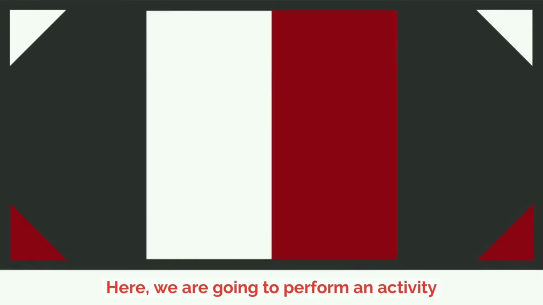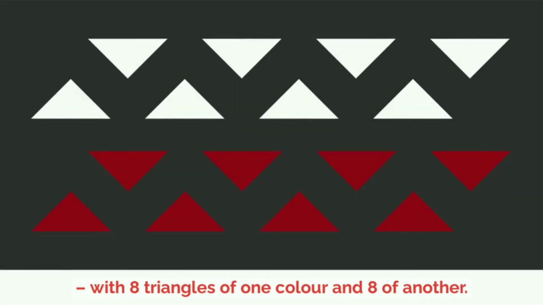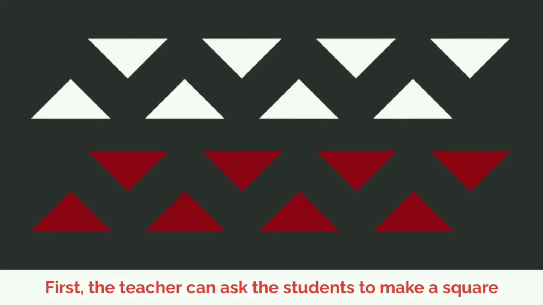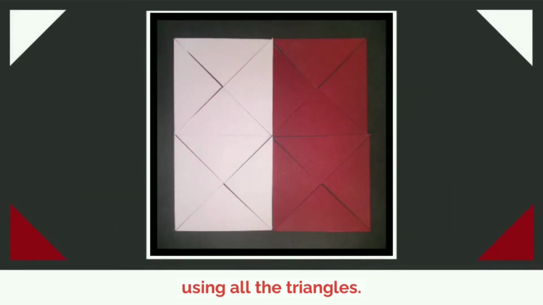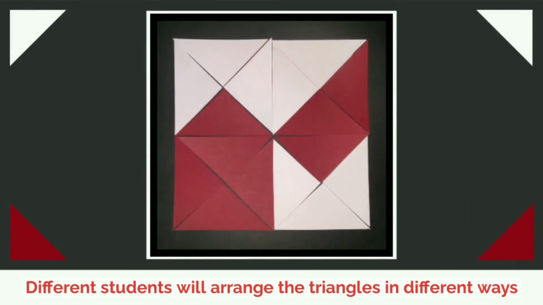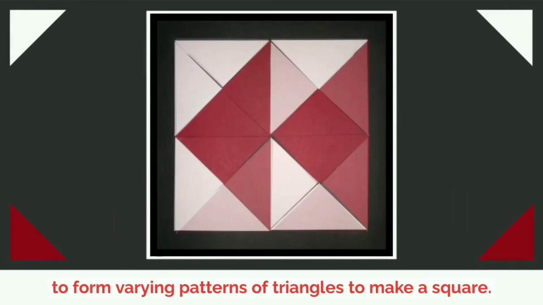Here, we are going to perform an activity using a 16 triangle puzzle with 8 triangles of one color and 8 of another. All of these are congruent right-angled isosceles triangles. First, the teacher can ask the students to make a square using all the triangles. Different students will arrange the triangles in different ways to form varying patterns of triangles to make a square.